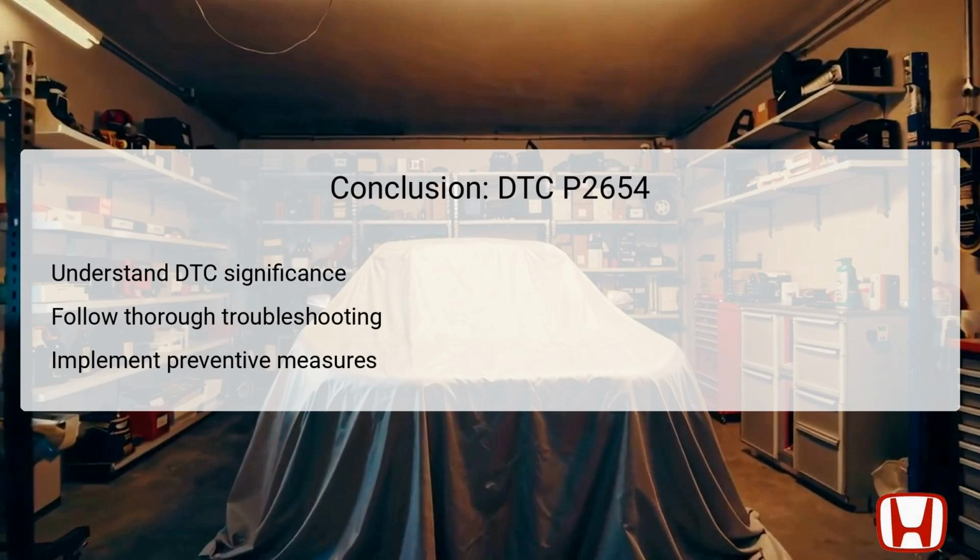In conclusion, understanding the significance of DTC P2654 is essential for any Honda Civic owner or technician. This DTC indicates a critical issue within the rocker arm oil control solenoid circuit that can severely impact engine performance. Following a thorough troubleshooting process helps in accurately diagnosing and addressing the problem, restoring optimal vehicle functionality. Additionally, implementing preventive maintenance strategies can aid in mitigating future occurrences of similar issues, ensuring long-term vehicle reliability.